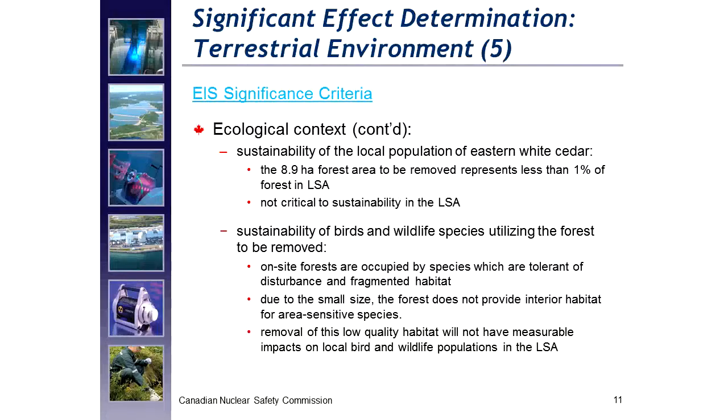Regarding the sustainability of bird and wildlife populations using the forests which are targeted to be cleared for the DGR project, the species which inhabit these forests are generally those that are tolerant of disturbance and fragmented forest habitat. Given the abundance of fragmented forest in the region, these are generally common species with healthy populations. Furthermore, due to their small size, these forest fragments do not provide the interior forest habitat that is preferred by many area-sensitive species. Therefore, removal of this low-quality habitat is not expected to have measurable impacts on local populations of bird and wildlife species.